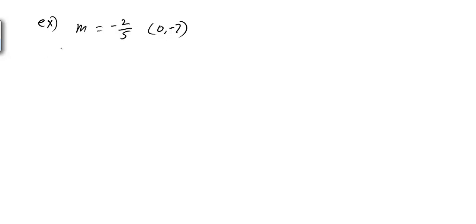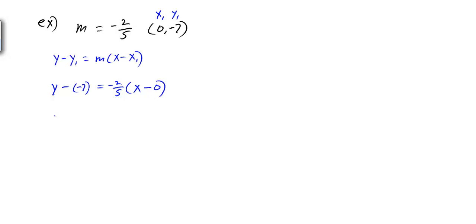All right, now, once again, I'm going to start off with using the point-slope. So y minus y1 equals m times x minus x1. So y minus, here we have x1, y1. So that's y minus a -7 equals our slope of -2/5 times x minus x1, which is 0. So we get y minus a -7, so that's y plus 7 equals, distribute the -2/5, and we simply have -2/5 x.